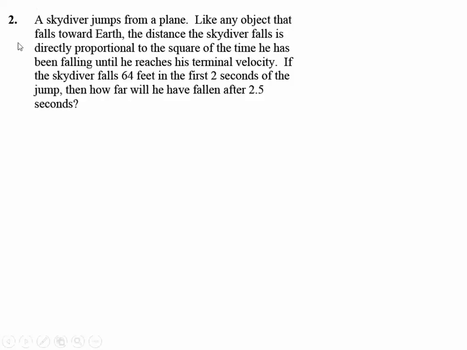Alright, since it says directly proportional, here it is. I put in different variables here. Since it's distance, I'm going to put a D for distance. So then I know my variables, and equal directly proportional, so I know my k value is here somewhere. It says to the square of the time he has been falling. So what do you guys say? To the square of the time he has been falling? Yeah, I'll go with t to the second power.